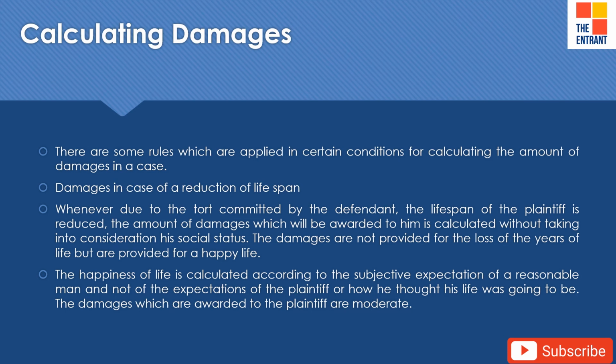The damages are not provided for the loss of years of life, but are provided for a happy life. The happiness of life is calculated according to the subjective expectation of a reasonable man, and not the expectation of the plaintiff or how he thought his life was going to be. The damages which are awarded to the plaintiff are moderate.